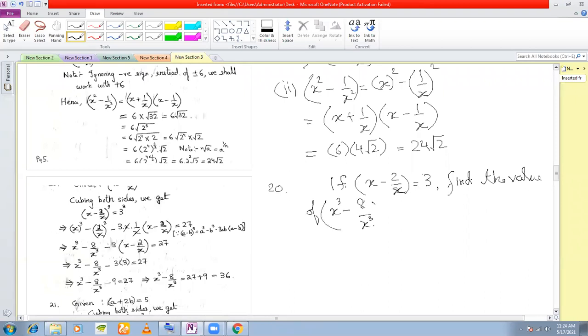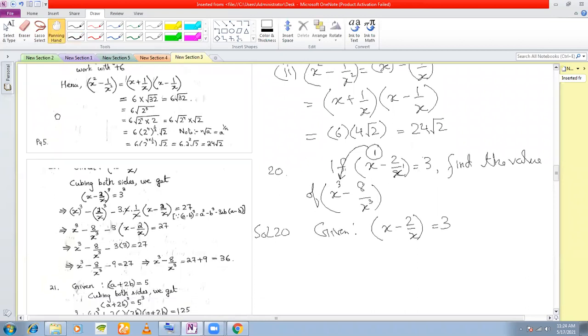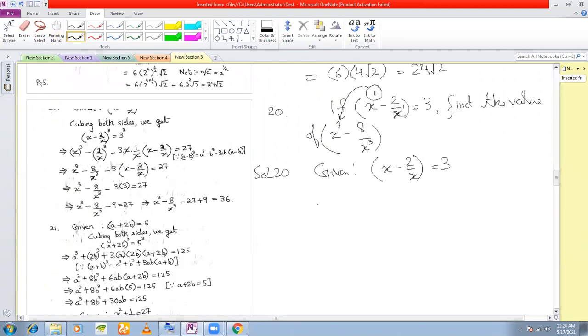So what you see here is, in this question, the power 1 of x is given to you. You're moving from power 1. From power 1, you need to find out power 3. So what you do, you cube both sides. You start from x minus 2 by x is equal to 3, and you cube both sides, you'll get the value very easily. Means x minus 2 by x whole cube equal to 3 cube.